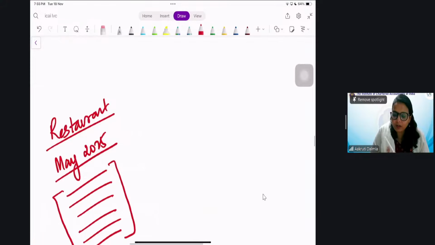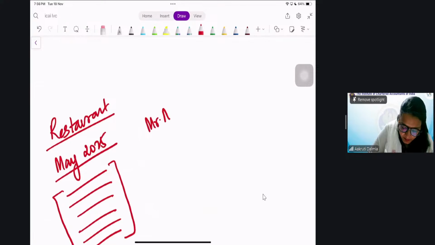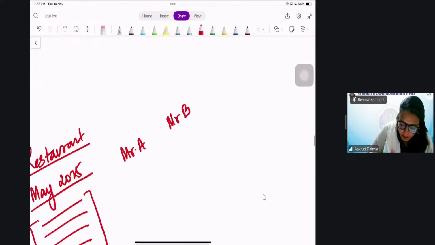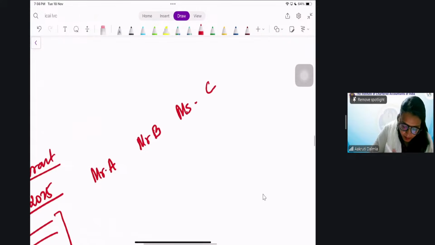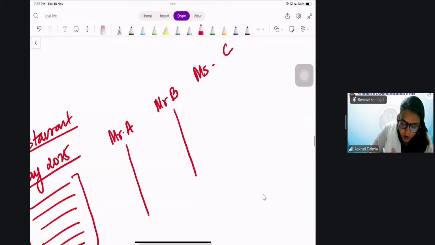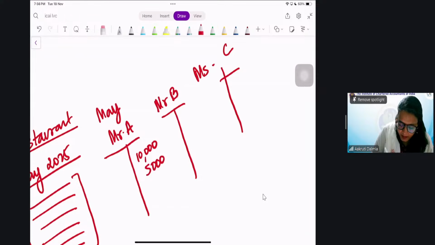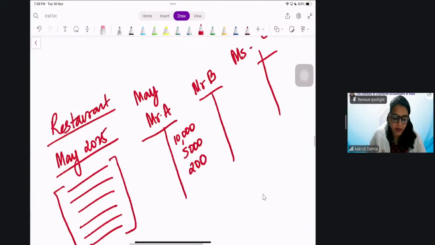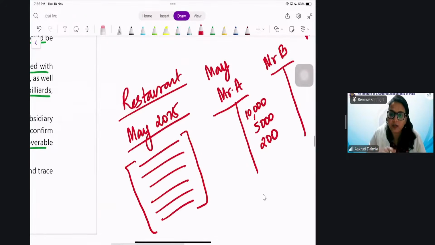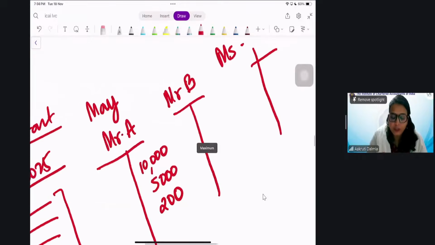But you don't just check restaurant. So suppose there is Mr. A is a member, Mr. B is a member, Miss C is a member. Maintain accounts of each member. So Mr. A, in May month, from restaurant, they use 10,000 rupees of service. From swimming pool, they use 5,000 of service. Like that. From billiards, they used 200 rupees of service. So, other than your normal accounts of each facility, maintain accounts of each member.